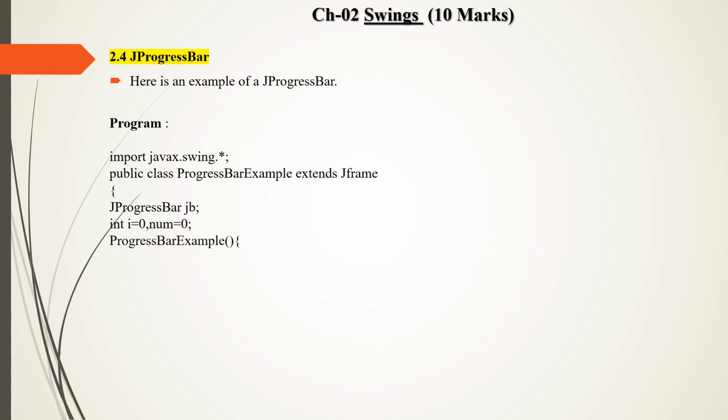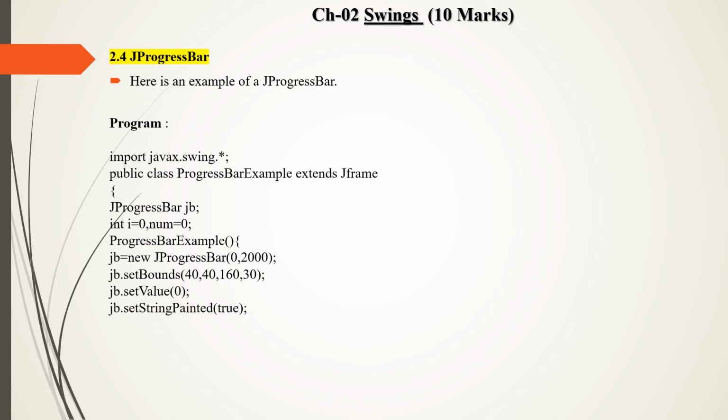Then we define the constructor of ProgressBarExample. Then we initialize the progress bar. jb is equal to new JProgressBar(0, 2000). So 0 is the minimum value and 2000 is the maximum value of the JProgressBar. We use the third constructor. Then we set the position of the JProgressBar. Then we set the value of the progress bar, that is 0.